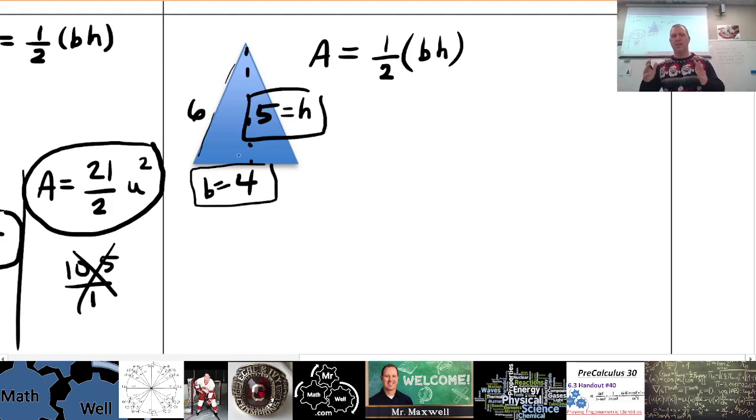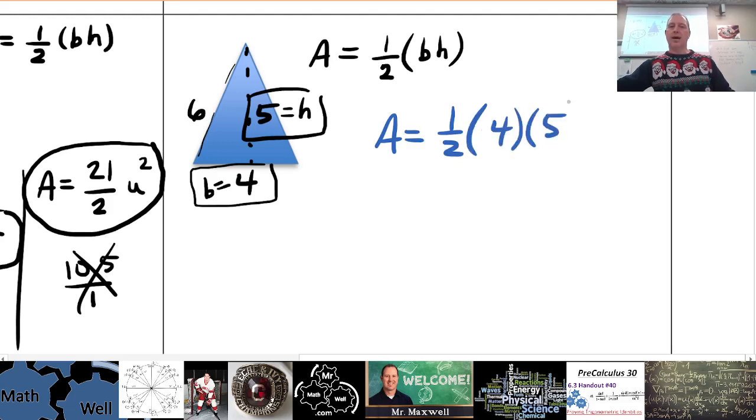Just please note. And okay, I'll finish this example. So area here, I'll change colors. Area is 1/2, the base is 4, and the height is 5.